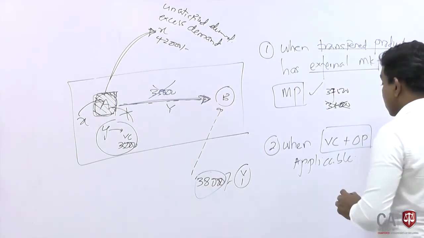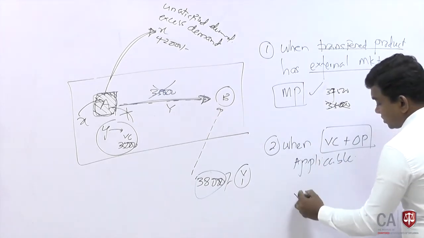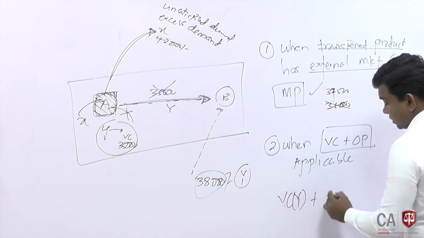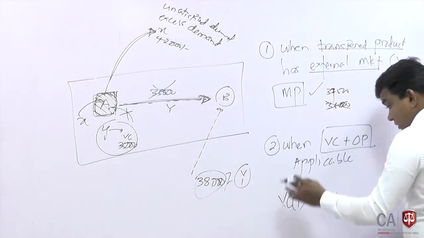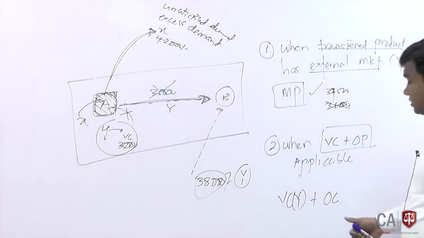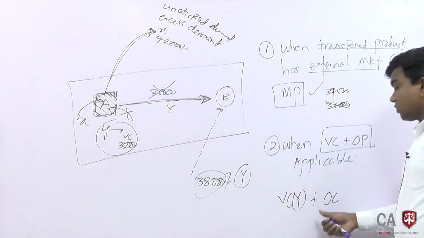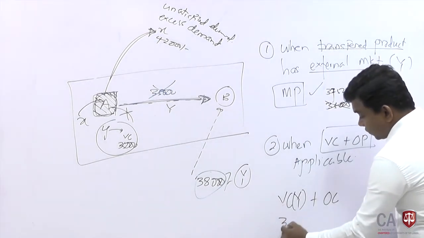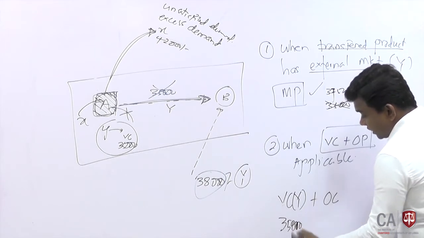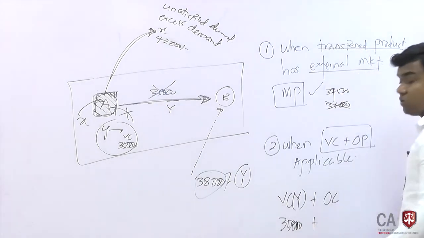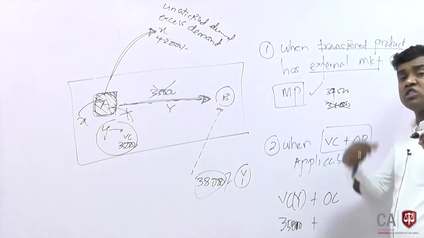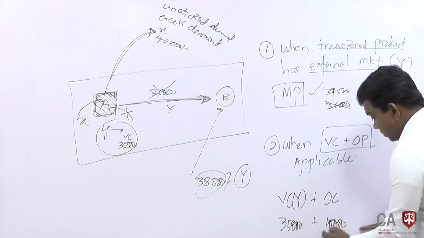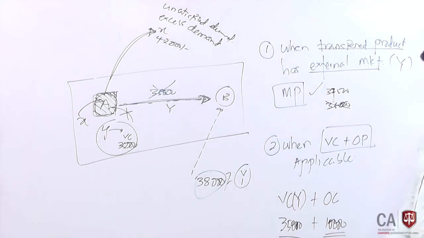In such a situation, you must charge the variable cost of Y plus the opportunity cost of stopping the production of X. As I told you, the variable cost of producing Y is 35,000. If you produce 1 unit of Y, you have to stop the production of X. In such a situation, you will lose 10,000 opportunity cost. I think you can remember, we have discussed this matter previously.